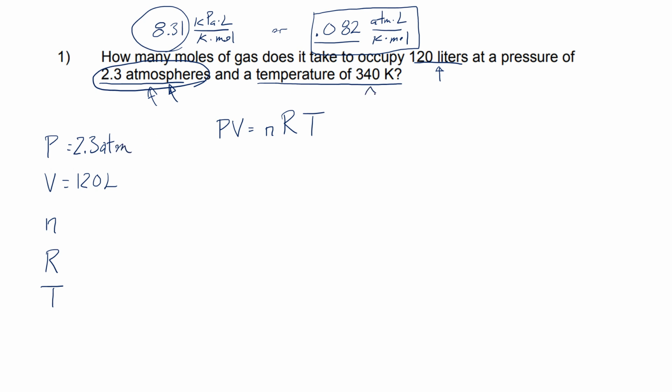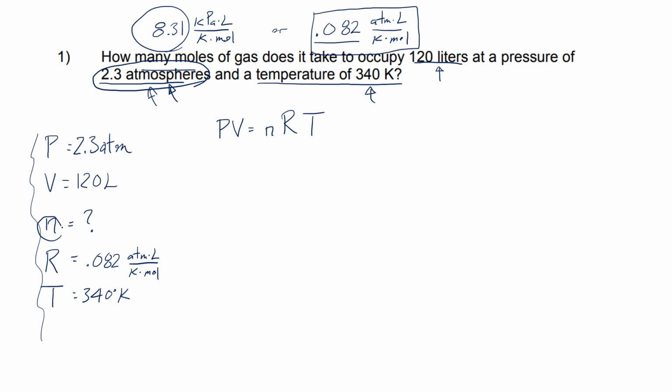And then a temperature of 340 kelvins. And then the N, we don't know. That's what it's asking for, how many moles. And finally the R, we know the R, it's 0.082 ATM times liters over Kelvin moles. Good. Part 1, which is probably the hardest part, is just identifying these. Part 2 is just solving.